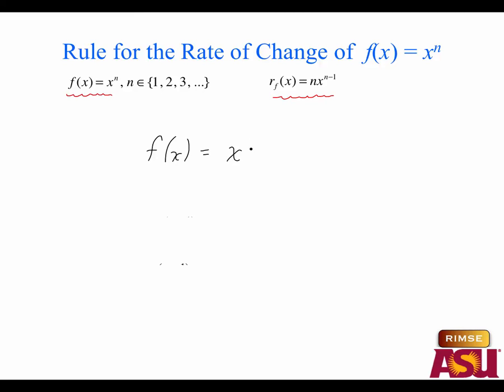So, if f of x was x to the 18th, what does this general rule now say that our exact rate function is? So the power is 18, that becomes this coefficient. And the new power for the rate of change is 1 less than what it was before. So this is the rate of change function for x to the 18th.